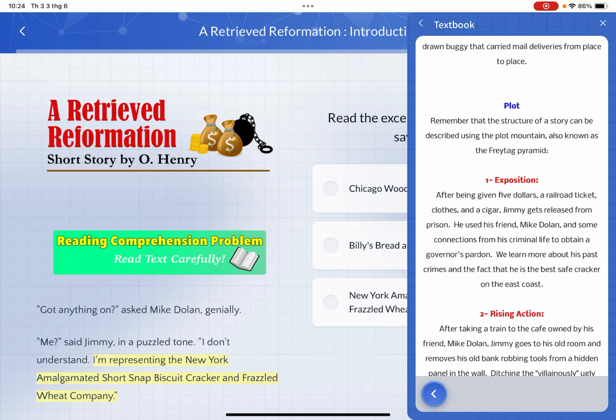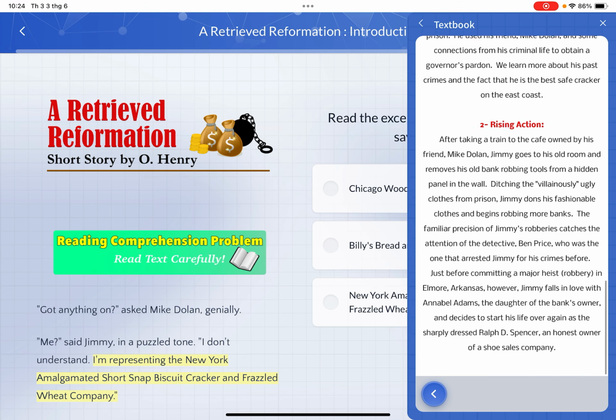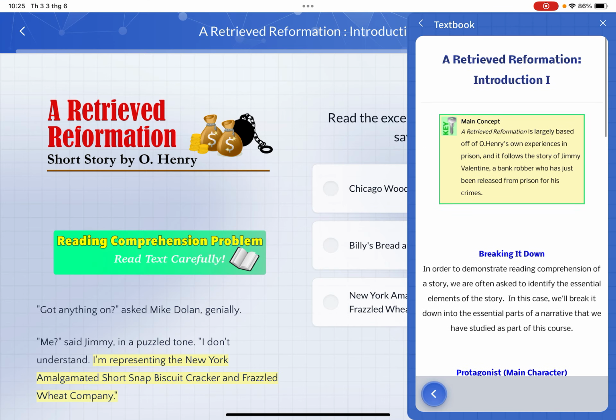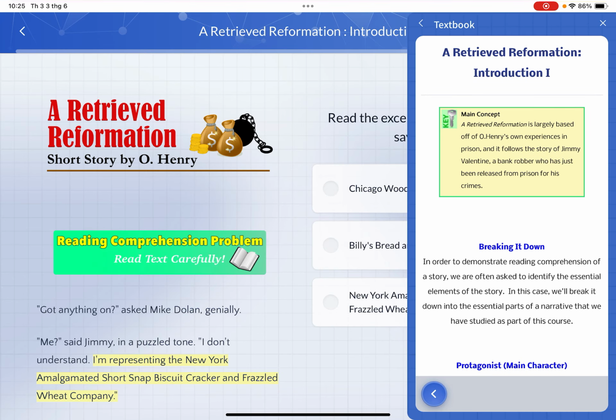First, you can see that Jimmy Valentine is a person who likes to go his own way, and he just wants to go rob banks. But in the rising action, you would think that he got caught and jailed again for his crime. However, he just fell in love with a lady, and then he decided to become an honest person. So that's just A Retrieved Reformation from one of O. Henry's stories.